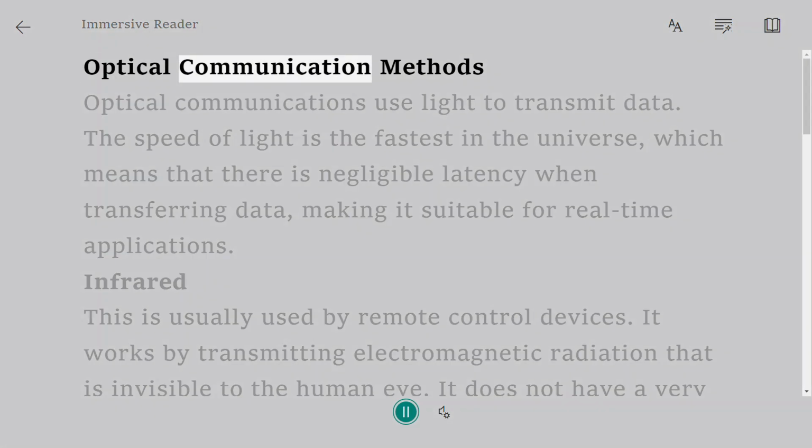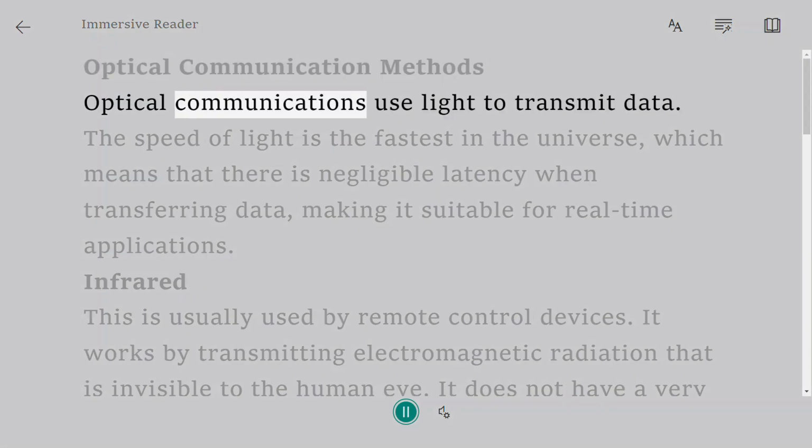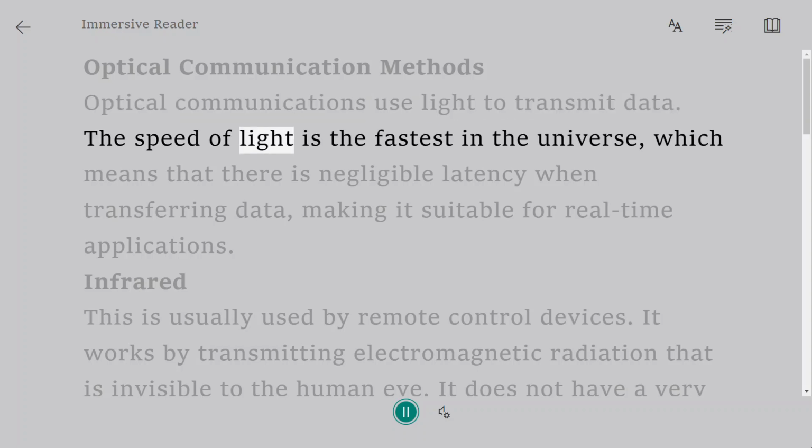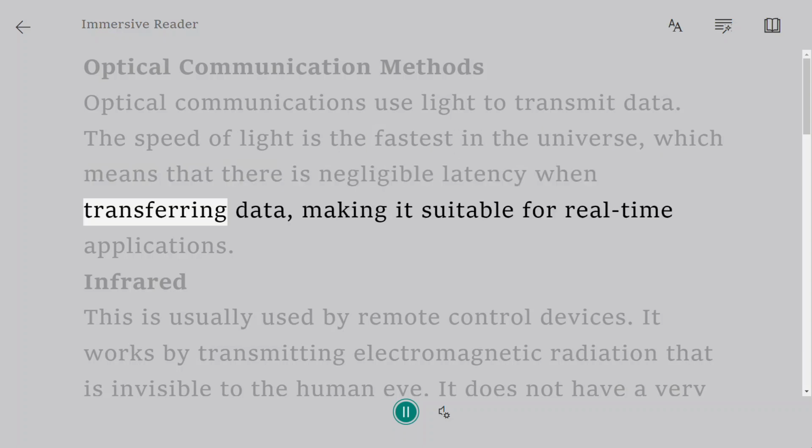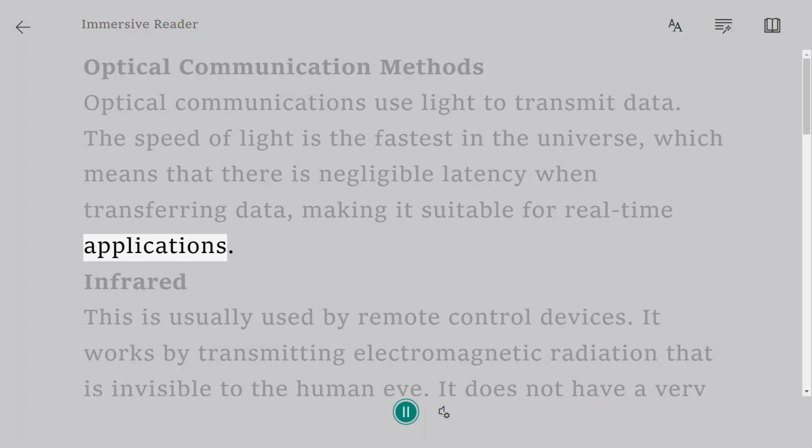Optical communication methods. Optical communications use light to transmit data. The speed of light is the fastest in the universe, which means that there is negligible latency when transferring data, making it suitable for real-time applications.